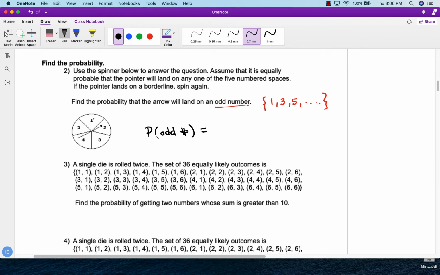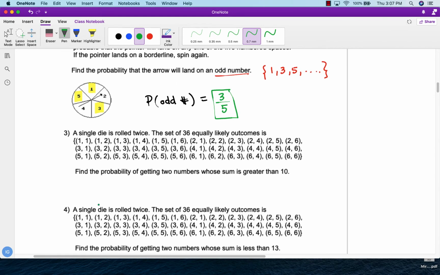So the only odd ones are 1, 3, and 5. So that means it's 3 out of the total possible outcomes. We have 5 numbers, so it's 3 out of 5. Ta-da! And that's it. I know, it sounds too easy to be true. I agree.